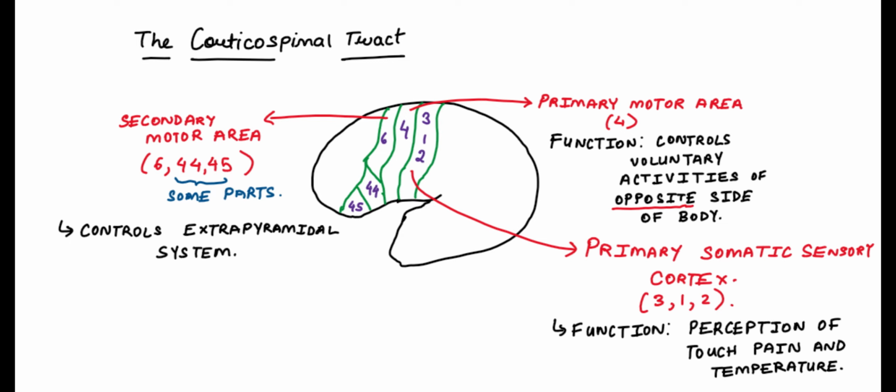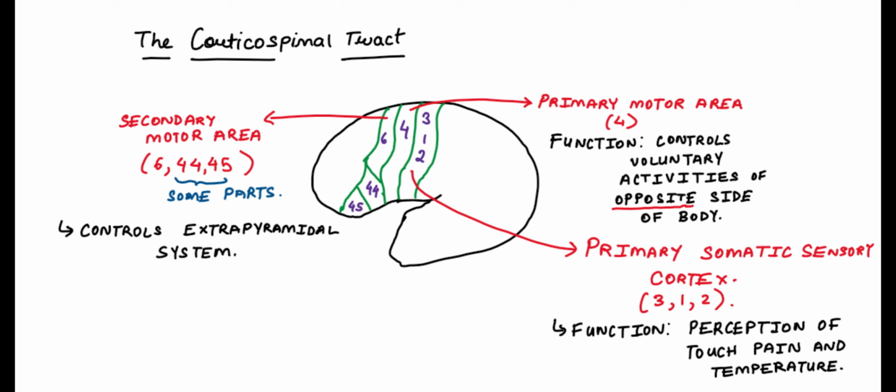Before learning about the corticospinal tract, let's have a look into the functional areas of the brain involved in the pathway of the corticospinal tract. In the frontal lobe, there is the primary motor area with Brodmann area number 4, which is located primarily in the precentral gyrus. Then we have the secondary motor area with Brodmann area number 6 and a part of area 44 and 45, which are located in the posterior parts of the superior, middle, and inferior frontal gyrus.